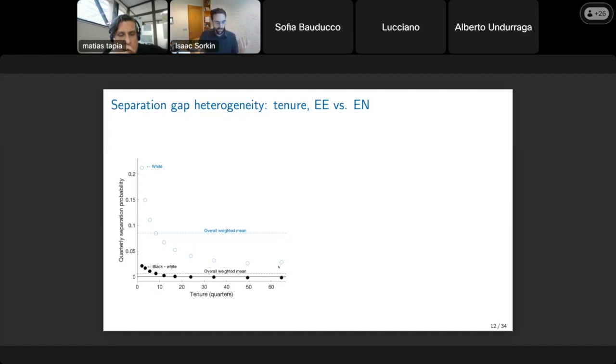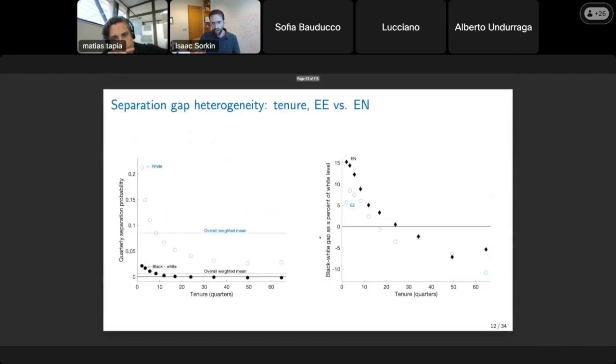The thing you might not have known is that the black-white separation gap displays a somewhat similar pattern, where it starts out positive and declines in tenure. And if you look very closely at these lines, you can see that at high enough levels of tenure, these dots actually lie below the 0 line. So to make this easier to see, I'm going to divide the black-white gap by the white level. This is what that looks like, and I've also split this by EN versus EE separations.